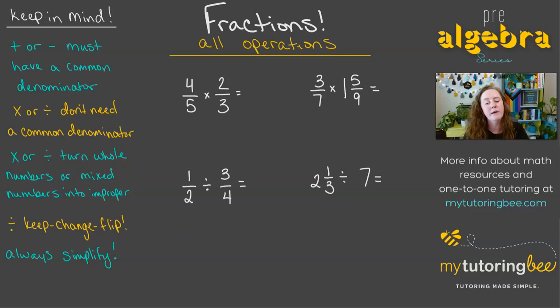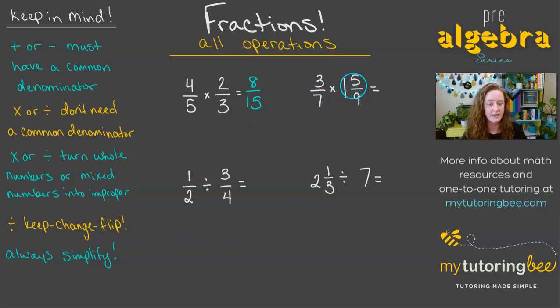So meaning if you have a mixed number like we do in this multiplication problem, or a whole number like we do in this division problem, you want to turn those into improper fractions. But let's get started. What we're going to do here is multiply across the top and multiply across the bottom. So 4 times 2 gives us 8, and then 5 times 3 gives us 15. We can't simplify this any, so we just get 8/15 for this first problem.